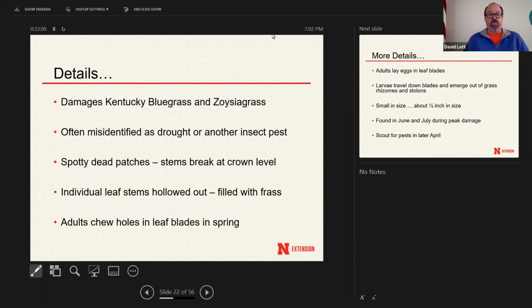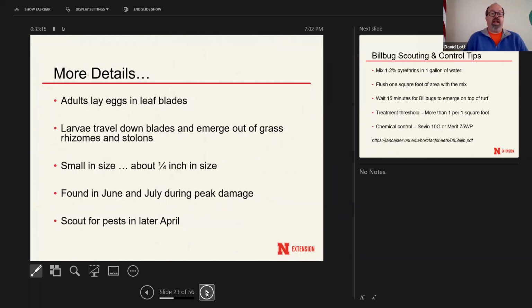They are very, very small. So they're not big at all. They lay the eggs in the leaf blades where they have chewed and punched the hole in, and the larvae will travel down, and they're small in size. The adults are about 1/4 inch in size. So you can imagine what the young ones look like.